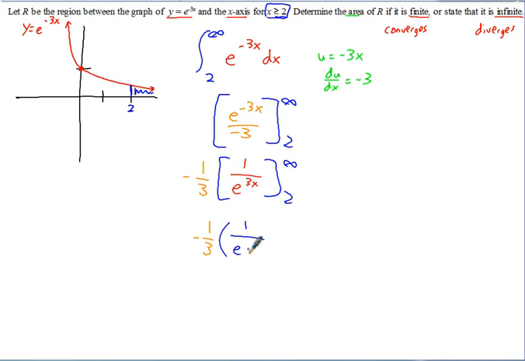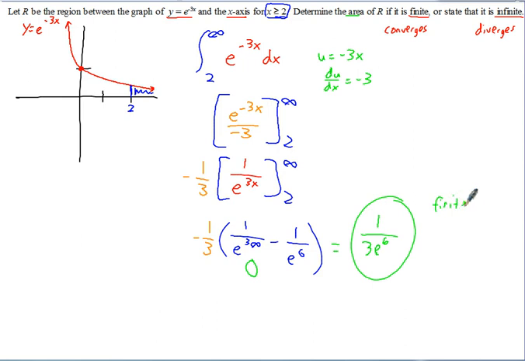So we'll do 1 over e to the 3 times infinity minus 1 over e, plug in 2, e to the 6. So 1 over e to the 3 times infinity, e is about 2.7. That's a huge exponent, really big, much larger than 1, so that's basically 0. So you have negative 1/3 times negative 1 over e to the 6 gives you 1 over 3 e to the 6. So since we got a specific answer, that's the area. It's finite, and it converges.